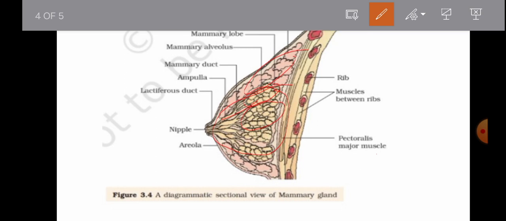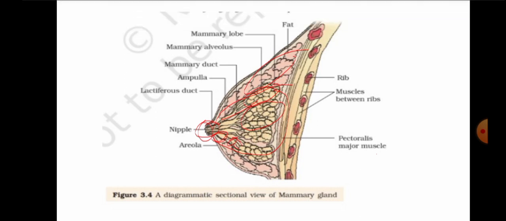The alveoli open into tube-like structures known as mammary tubules, and these open into the mammary duct here. And then the wider area is known as the ampulla, and at the end it opens into the lactiferous duct through which milk is sucked out, and it comes out of the mammary gland through the nipple. So that's it about the mammary gland. It helps in the secretion of milk, and it provides nourishment to the baby. So that's all about the female reproductive system.